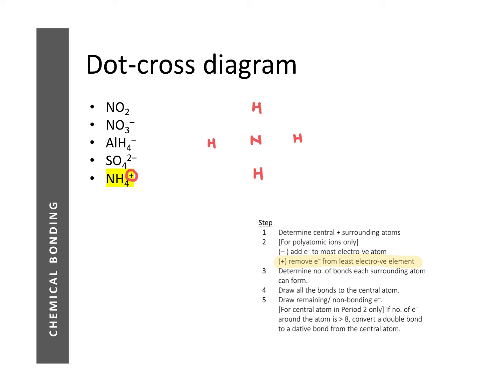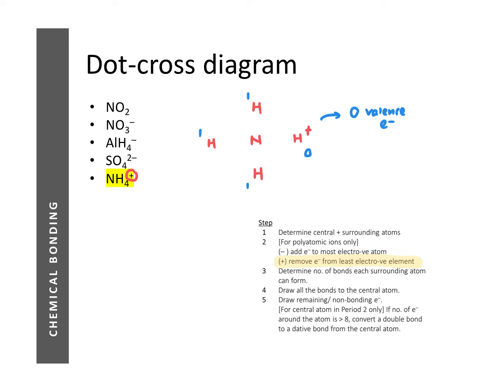We remove it from the least electronegative atom or element. In this case, comparing nitrogen and hydrogen, hydrogen is less electronegative, so it's easier to remove the electron from it. So which hydrogen atom to remove from, it doesn't matter. I'm going to remove from this particular hydrogen atom, which means that this hydrogen atom now has 0 valence electrons. Step number 3, determine the number of bonds each surrounding atom can form. Hydrogen has 1 valence electron, so they can form 1 bond. The hydrogen with the electron that was removed can form 0 bonds.